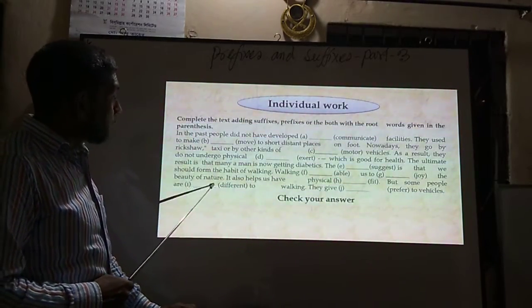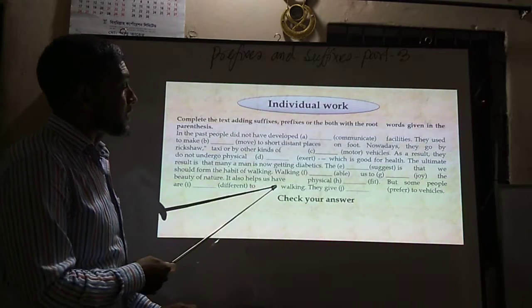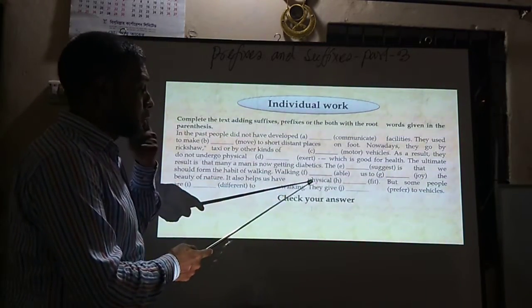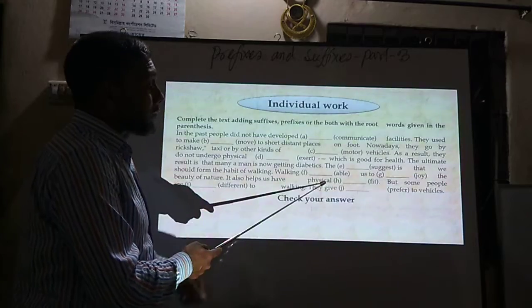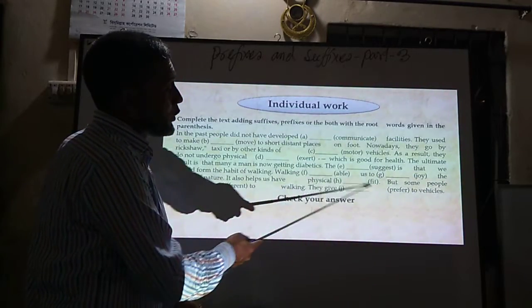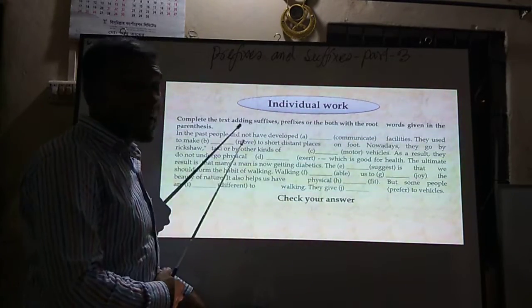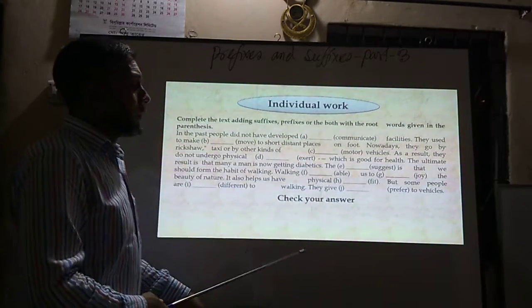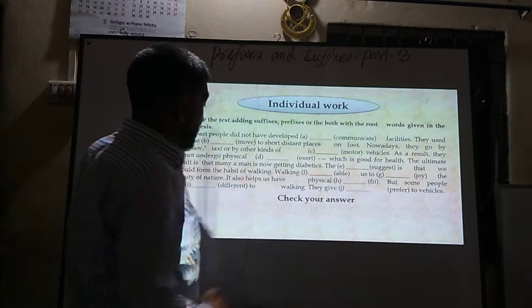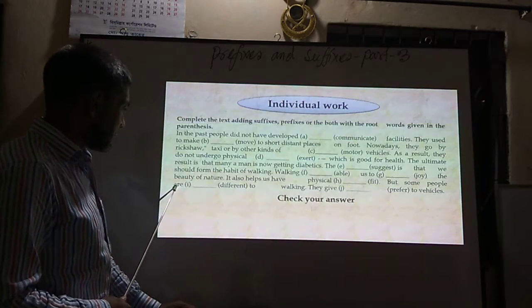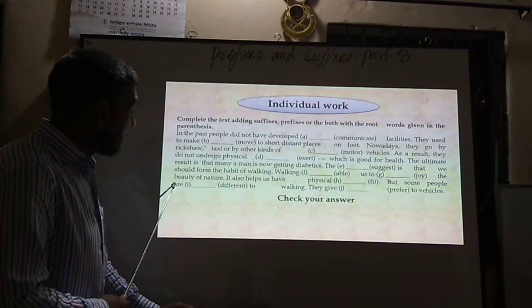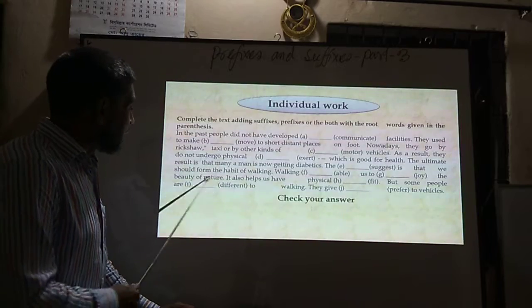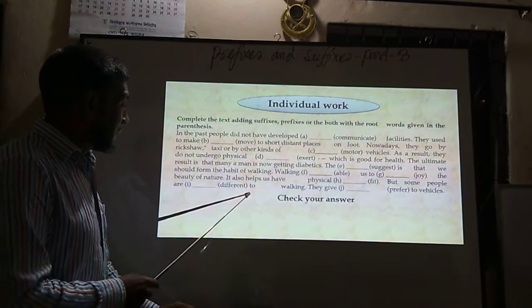The beauty of nature, it also helps us have physical, again dear students. This is an adjective. So after the adjective, this place is fixed for a noun. So I will turn this adjective into a noun, then my answer will be right. But some people are, this is a be verb. So after the be verb, you know, the adjective should be used.